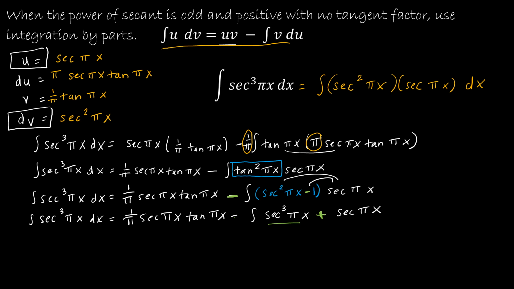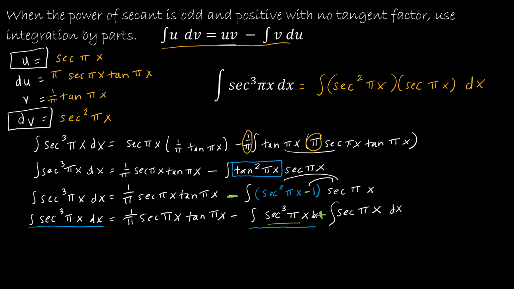Now, this part's a little bit tricky. It's not something that you're going to do very often, but obviously this question is kind of getting away from us. There's a lot going on. So if you'll notice, we have an integral of secant cubed pi x dx and an integral of secant cubed pi x dx as well. I think I've forgotten to write a lot of dx's, but you get the idea.